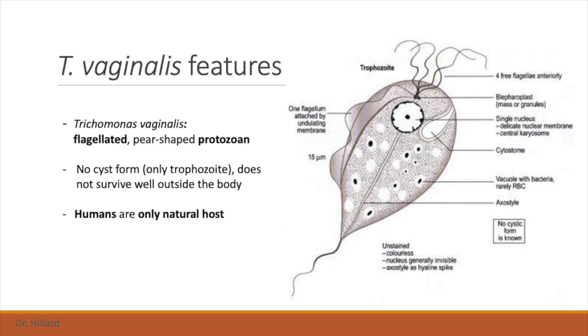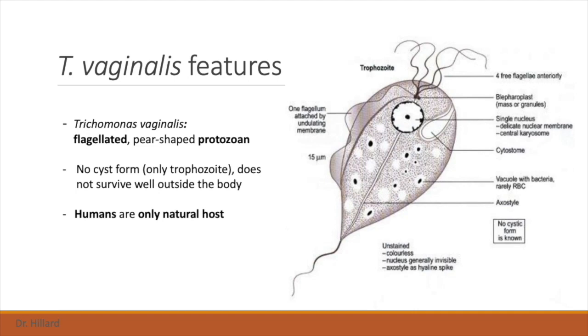Trichomonas has several flagellae, which give it motility, and its size is roughly that of 2 red blood cells back to back. It does not appear to have a cyst form, and thus does not survive well in an external environment, and importantly, humans are its only natural host. It reproduces by binary fission, an asexual replication process in which one organism splits in half to become 2 new organisms.